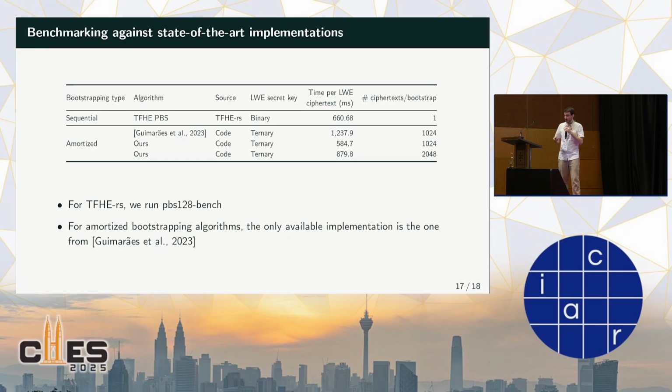We also benchmark against the state of the art with the sequential implementation, right? Because sometimes these amortized algorithms are not yet faster than the sequential ones for the same family of schemes. Comparing to TFHE-rs, which is the state of the art for sequential bootstrapping, we actually were able to be faster than them, but the DFR is much, much higher, at least for 8-bit messages. So there is this caveat. But of course, this is the same for the Guimarães and others implementation.